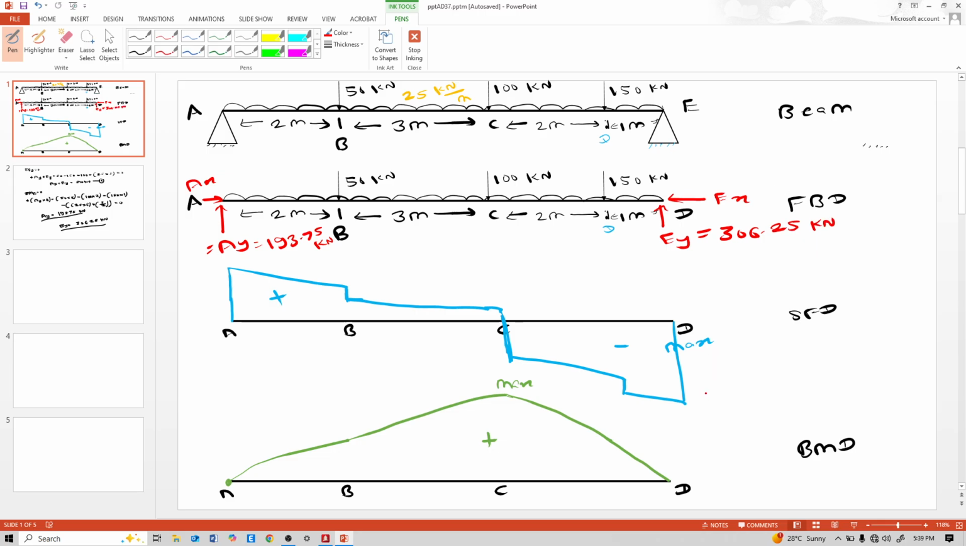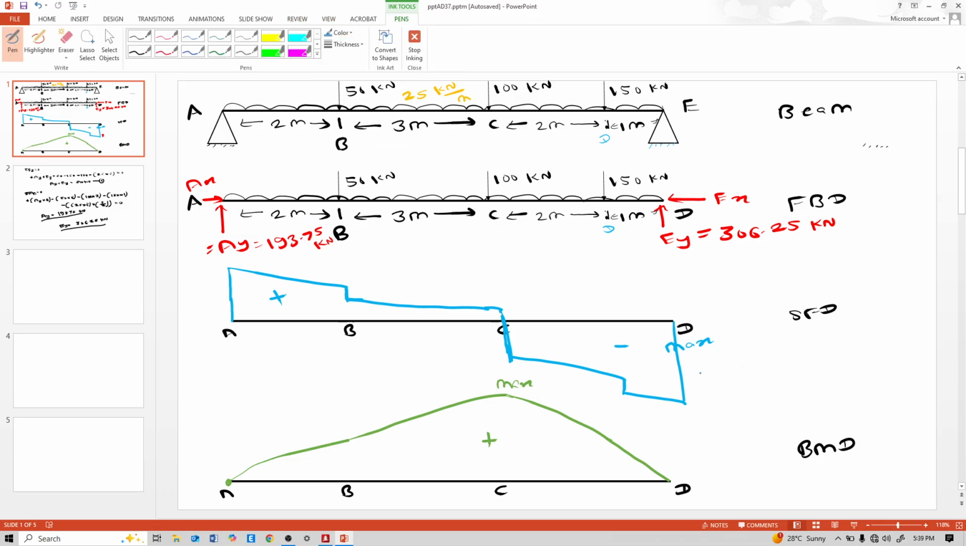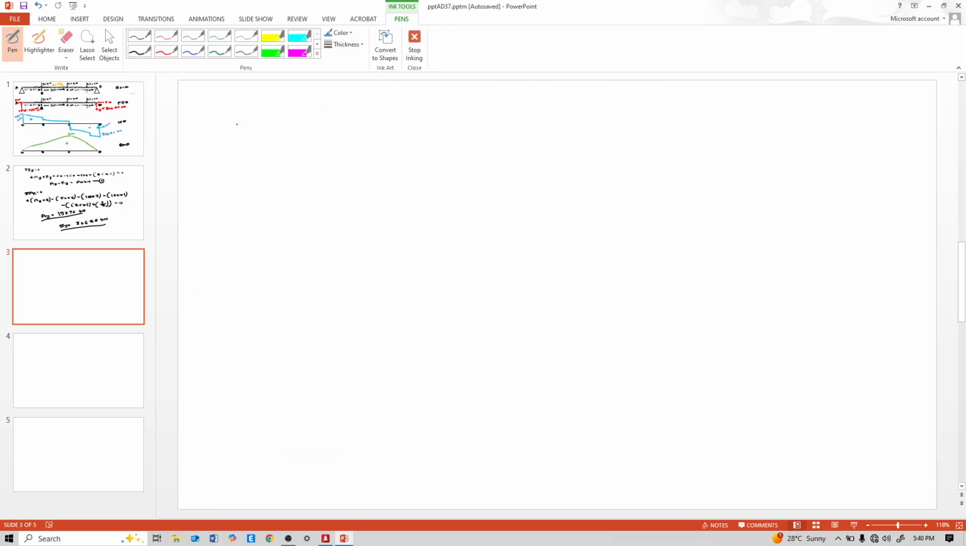So here at point D it is 306.25. That means our judgment is correct. And here it is 193.75 kilonewton. Now calculate the SFD. Shear force at point A is 193.75 kilonewton.